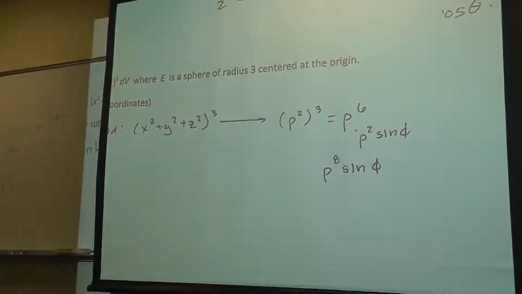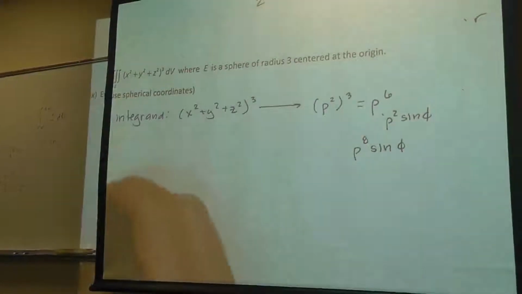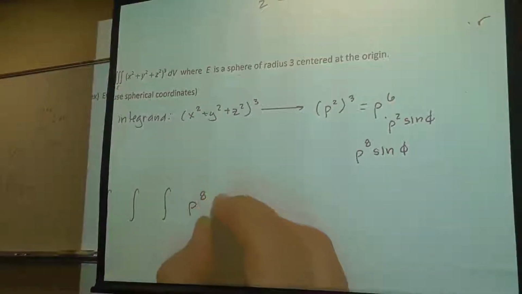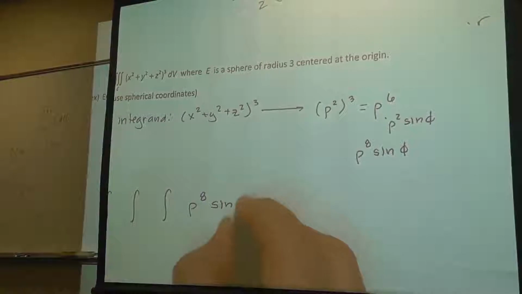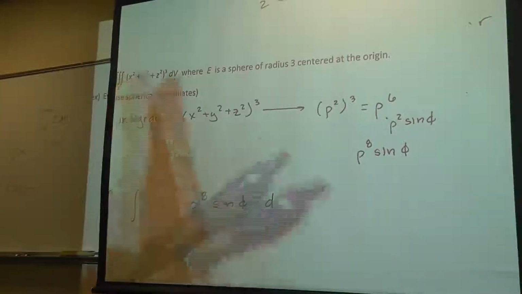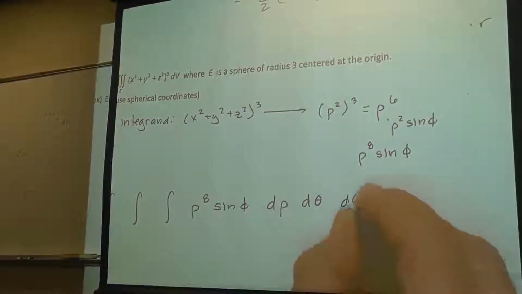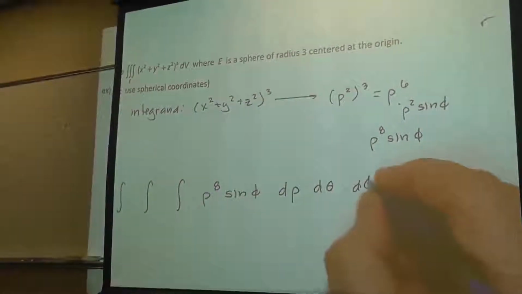Now, what would your limits need to be? Let me go ahead and put my integrals up here. We've already figured out the integrand, rho to the eighth sine of phi. And I'll stick to the same order we had up there: d rho, d theta, d phi. My phi's are sucking tonight.